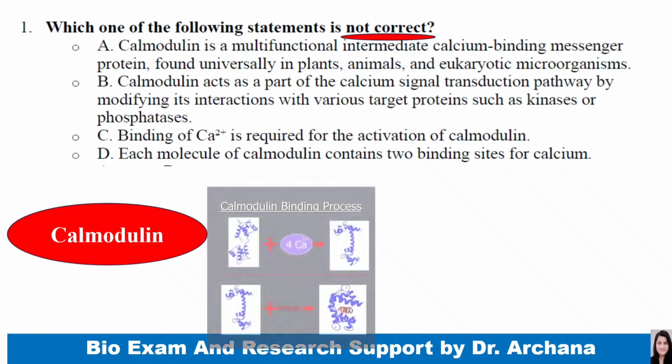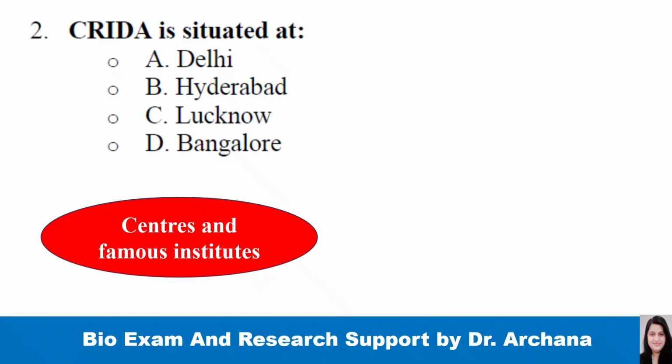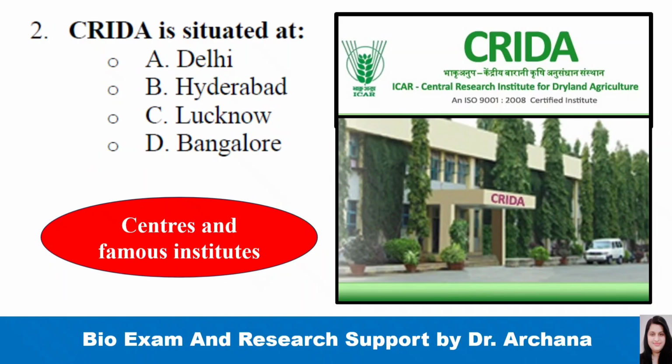Moving to the next question. The next question is, CRIDA is situated at. What you have to do is remember all the important centers and institutes in India as well as in the world. The answer for this question is Hyderabad. CRIDA, which is Central Research Institute for Dryland Agriculture, is situated in Hyderabad. So option B will be the correct answer.